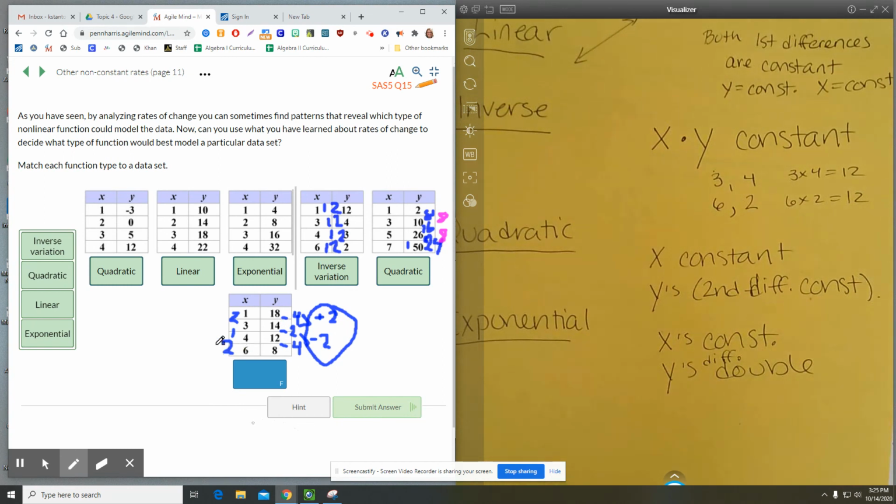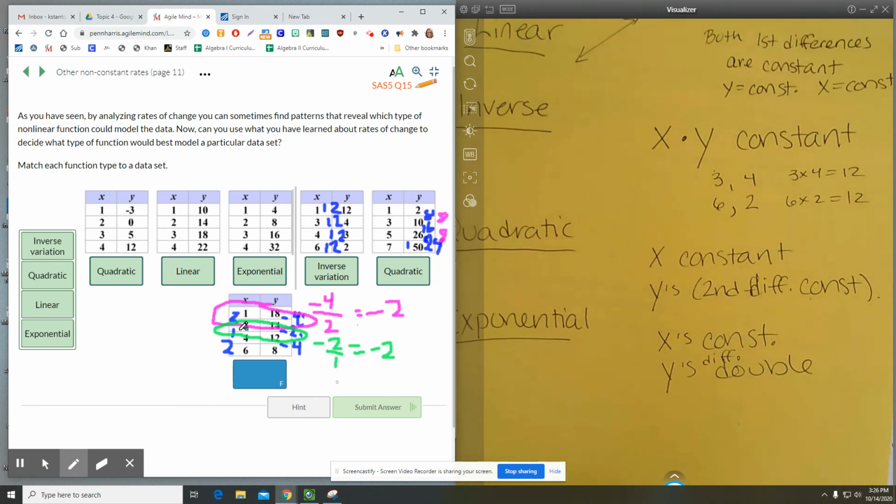How about we check our ratios? Okay, let's go back and check our ratios here. I'm going to go ahead and get rid of my second differences. Let's do my first set, my negative 4 over 2. That equals negative 2. My next set of data, I'm going to change colors so you can see it. I've got negative 2 over 1, that equals, again, negative 2. I'm not going to do this last one, but negative 4 divided by 2 is negative 2. Guys, all of these are constant, which means that it is linear.